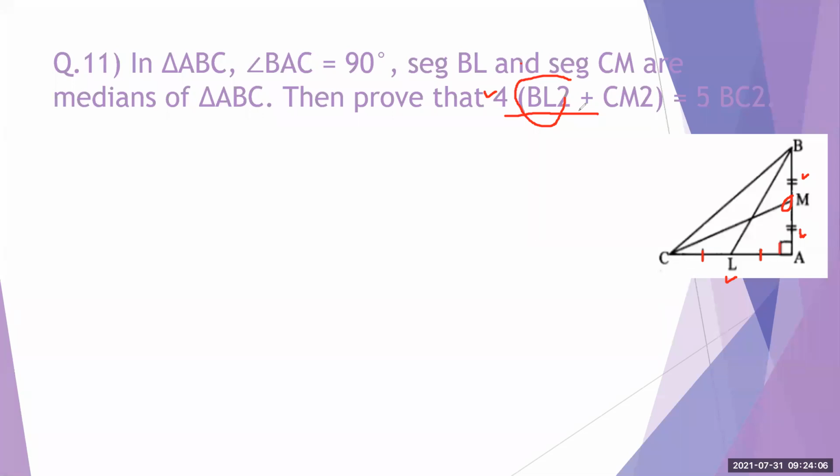If I am going to suppose, firstly I want BL square. So BL square from where I will get? I will get BL square from this triangle, that is triangle ABL. Since it is a 90 degree angle, I can use the Pythagoras theorem here, and we will get the value of BL square here.